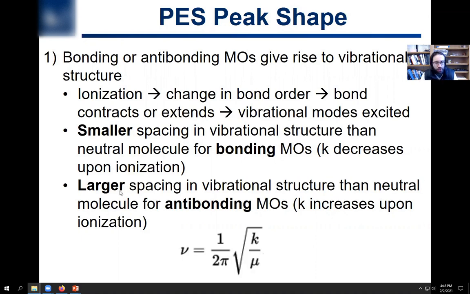The exact opposite is true when you ionize from an anti-bonding MO. You're going to have a larger spacing. Why? If you remove one anti-bonding electron, that's going to increase your bond order by 1/2. So if you start with a double bond, you're going to end up with a 2.5 bond upon ionization. That's going to increase K. That's going to therefore increase nu, which is your vibrational fine structure spacing. So that's where this vibrational fine structure spacing comes from.